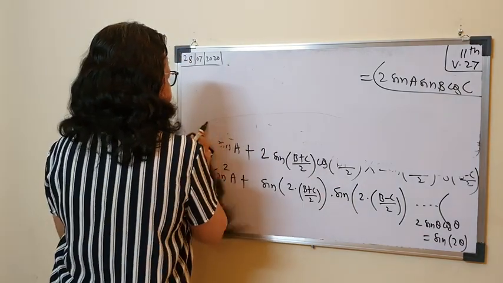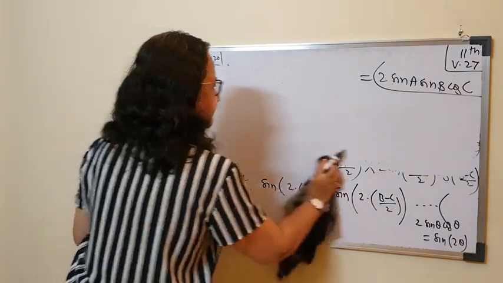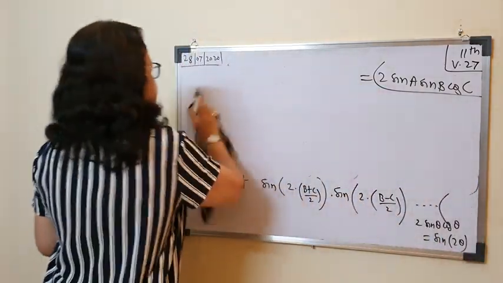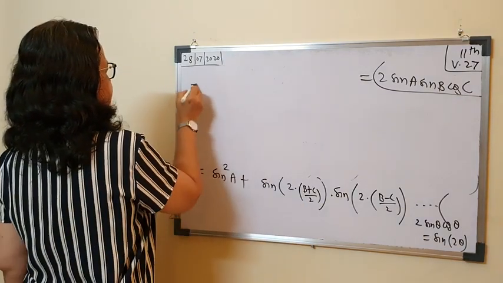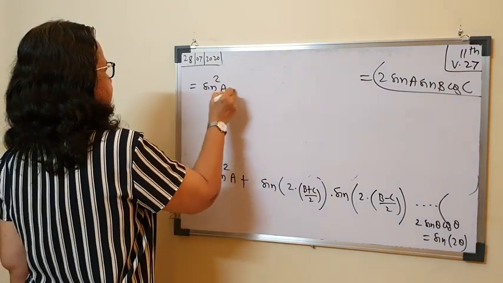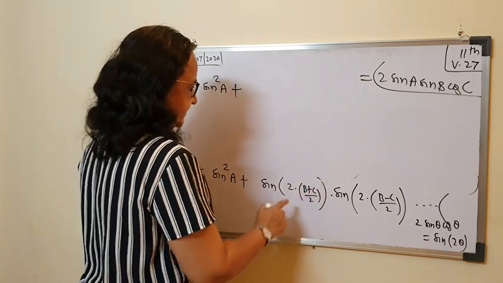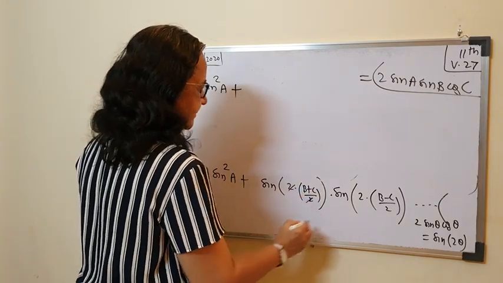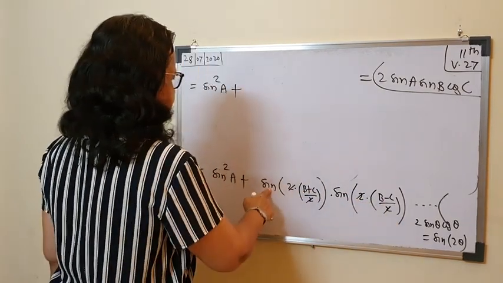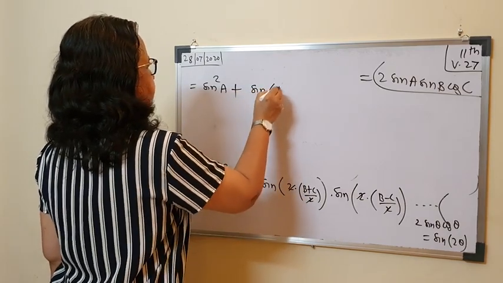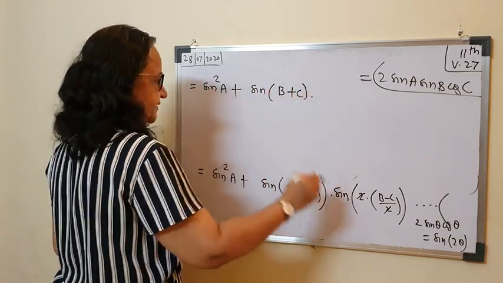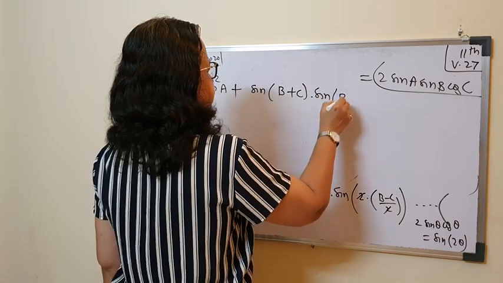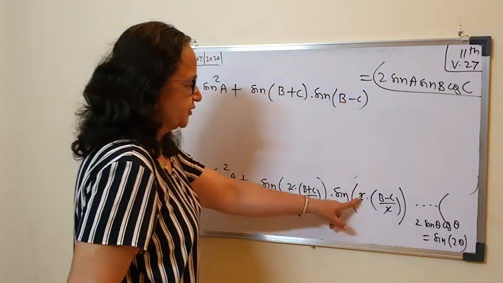Let me see what I am getting. First term no change, sin²A, no change, plus. Here within the bracket, this 2 and this 2 will cancel. Here the same thing. So you got sin of (B plus C) into sin of (B minus C). This is left with you. 2 and 2 are gone.